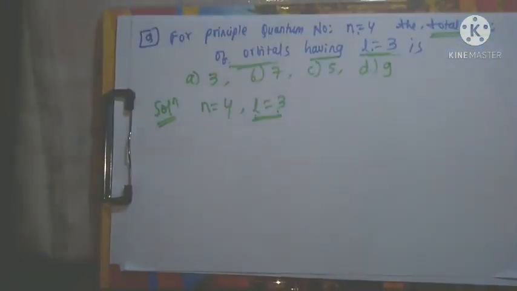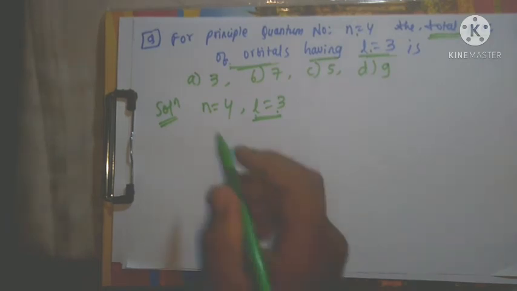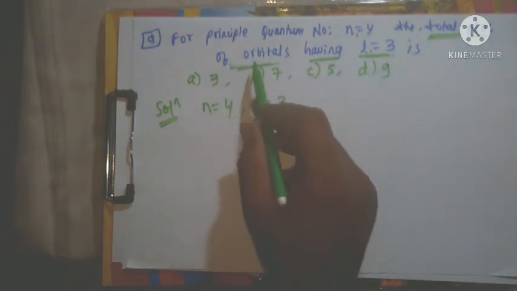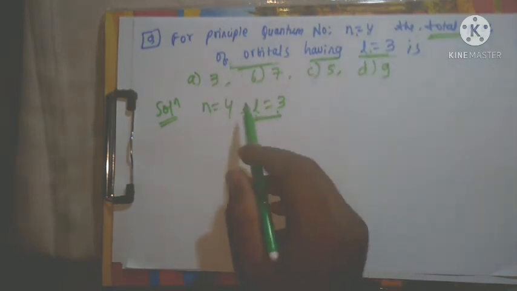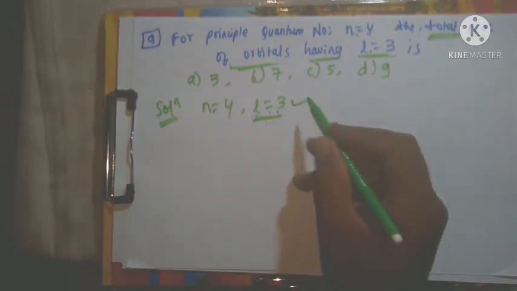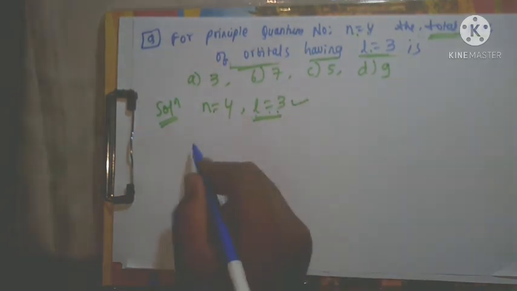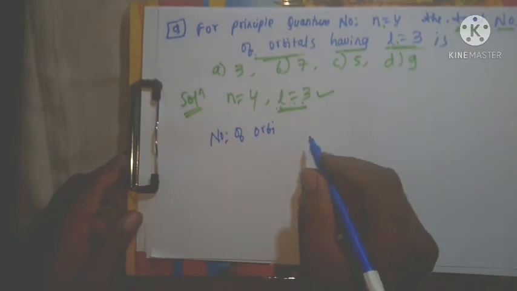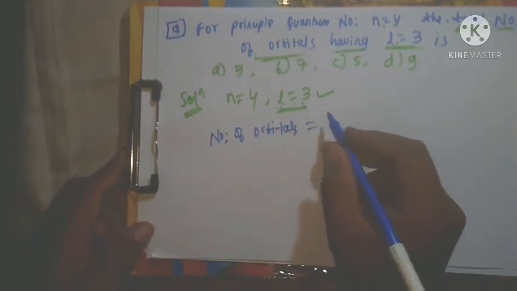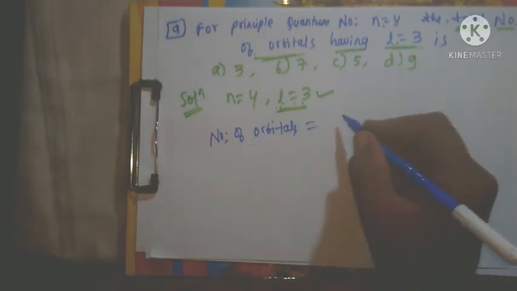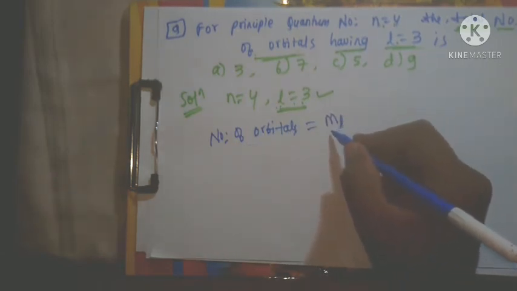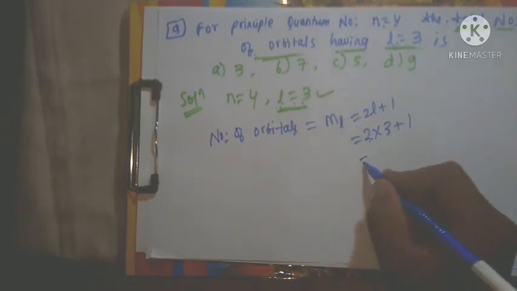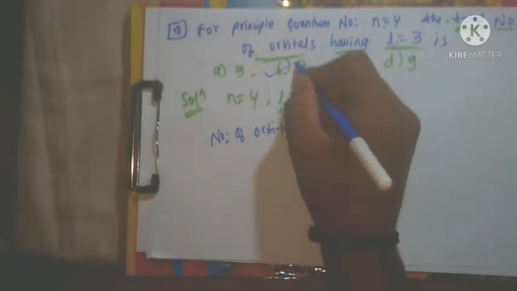Wait a minute. Now, what is the question? For principal quantum number n is equal to 4, the total number of orbitals having L is equal to 3 is... n is equal to 4 means L is equal to 3 is possible. It is correct only. Now, number of orbitals is equal to, right? Which quantum number will give the information about number of orbitals? Magnetic quantum number. Ml is equal to 2L plus 1, that is 2 into L value 3 plus 1, that is 2 threes are 6, 6 plus 1, that is how much? 7. Therefore option B is correct.